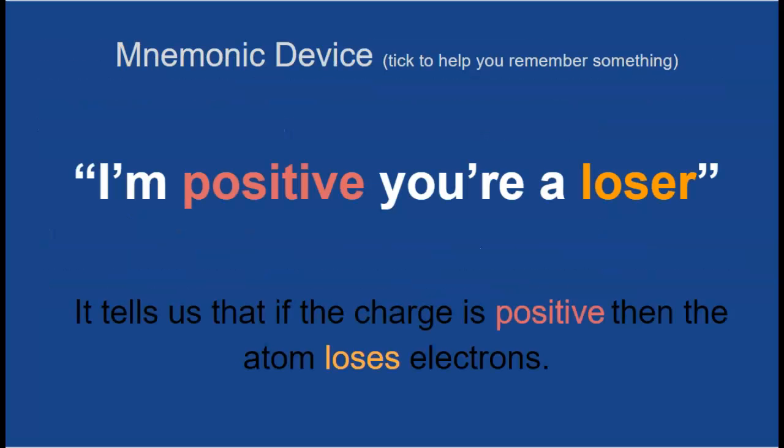This is a mnemonic device. It is in efforts to help you remember something. Please remember this is just to help you remember. I'm positive, you're a loser. This is to help you remember that if the charge is positive, then the atom has lost electrons. I'm positive, you're a loser. So when you have a positive charge, it means you lost electrons. You have fewer electrons than you have protons.